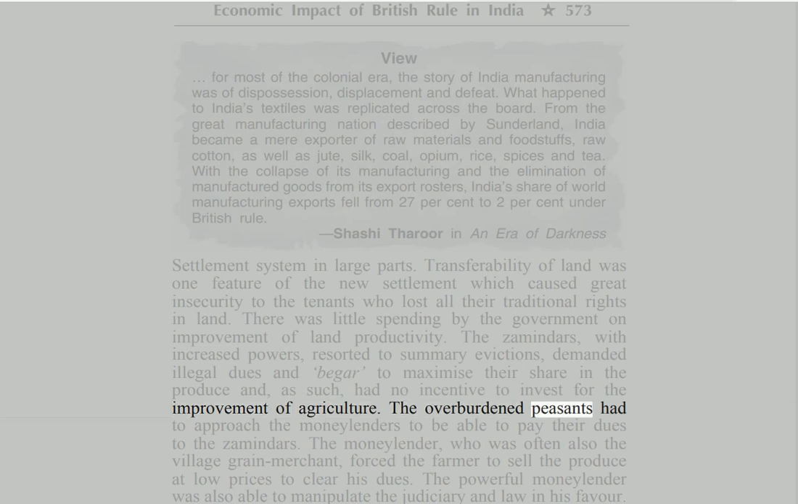The overburdened peasants had to approach the moneylenders to be able to pay their dues to the Zamindars. The moneylender, who was often also the village grain merchant, forced the farmer to sell the produce at low prices to clear his dues. The powerful moneylender was also able to manipulate the judiciary and law in his favor. The peasant turned out to be the ultimate sufferer under the triple burden of the government, Zamindar, and moneylender. His hardship increased at the time of famine and scarcity. This was as much true for the zamindari areas as for areas under Ryotwari and Mahalwari systems.